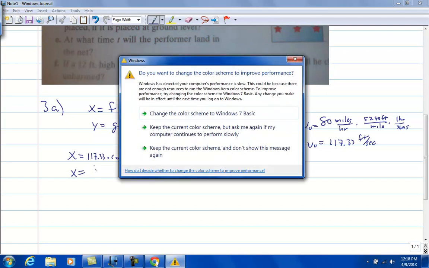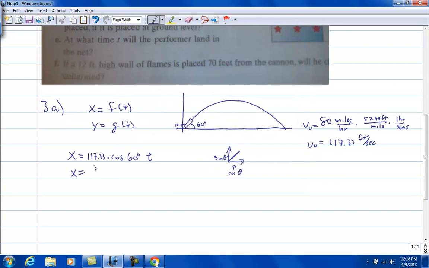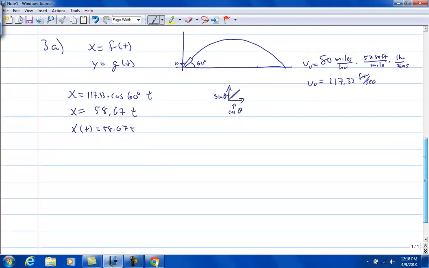So this is 58.67t. Okay, so that's our x function. X of t is 58.67t. Now y is a little more work to do.